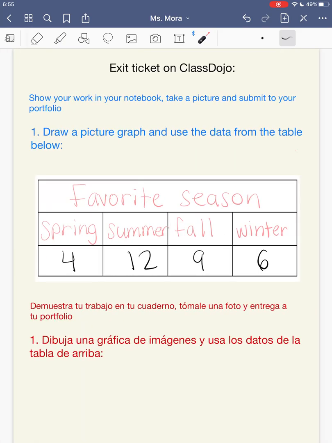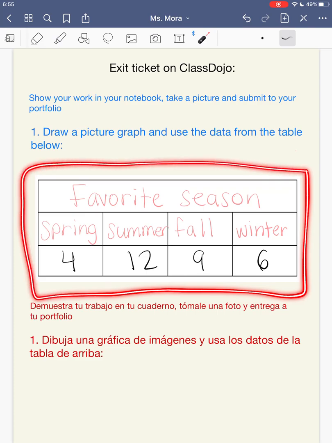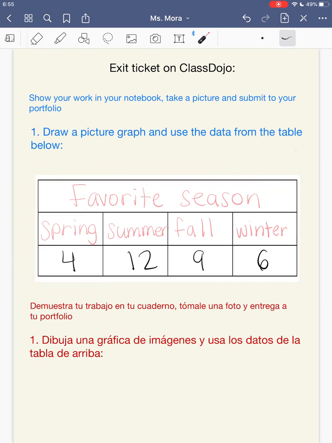So guys, on your exit ticket, okay, here's my table. I want you to create a picture graph, okay? Make sure you have the title, the categories, and the numbers. Take a picture and then submit on ClassDojo, okay? You do not have to copy the table to your work, okay? Because I have it here. All you have to submit is your picture graph, okay?